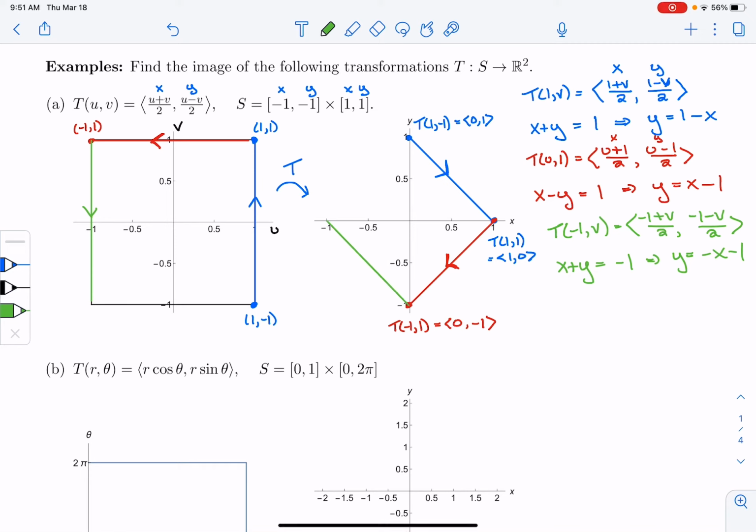And I already know what happens at the corner T of negative 1, 1. Now I'm just curious what's going to happen at this corner, negative 1, negative 1. And so T of negative 1, negative 1 is going to equal negative 1, 0. So it takes me to that point. So I'll move along this line segment.